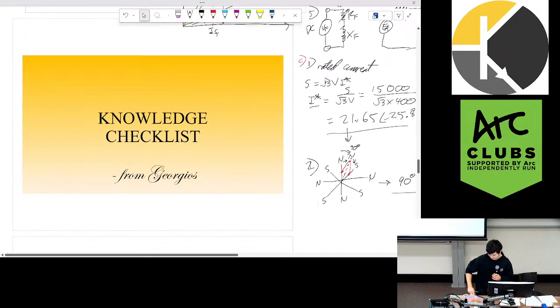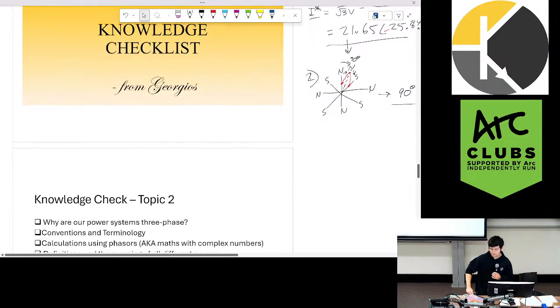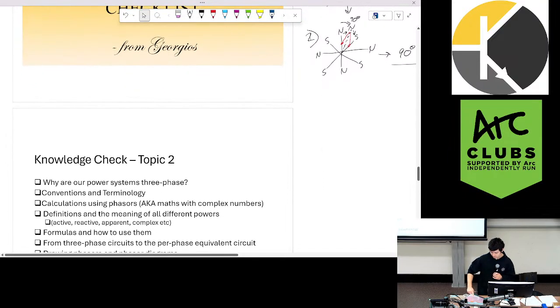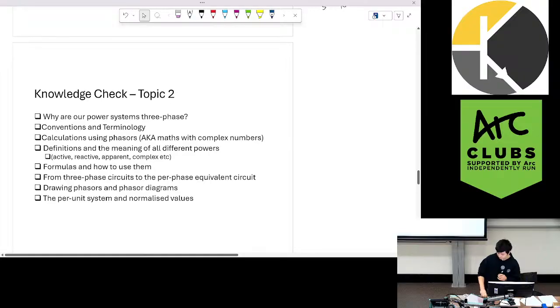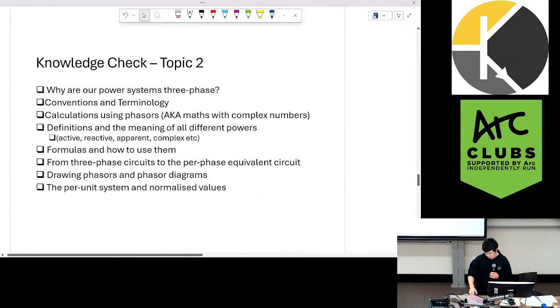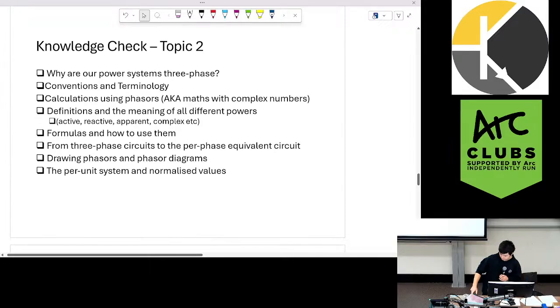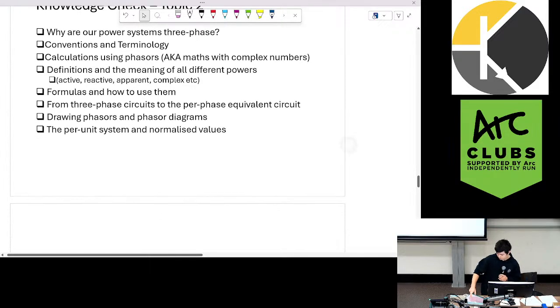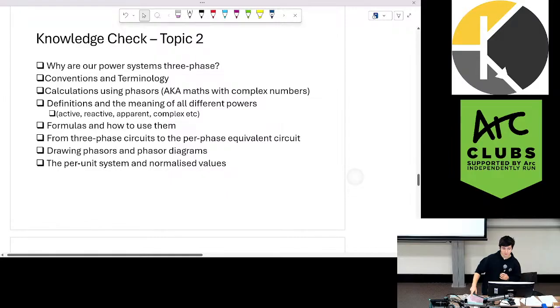That is pretty much that for the checklist. Georgios had a number of knowledge checks to help us run through what you might want to double check before going into the finals. We have knowledge checks for topic 2. All of these will include conventions and terminology, so please make sure you can read the questions. Probably the best start to going into an exam.